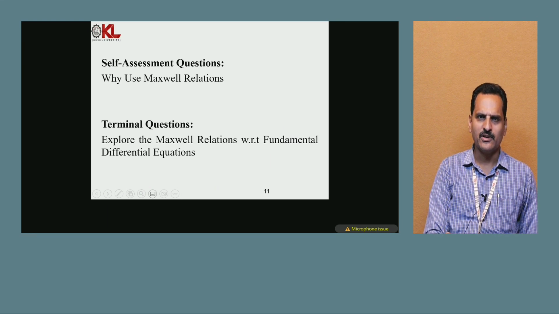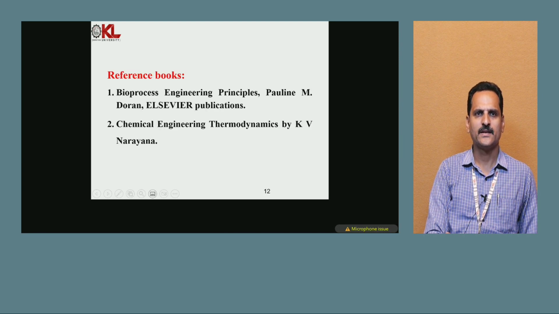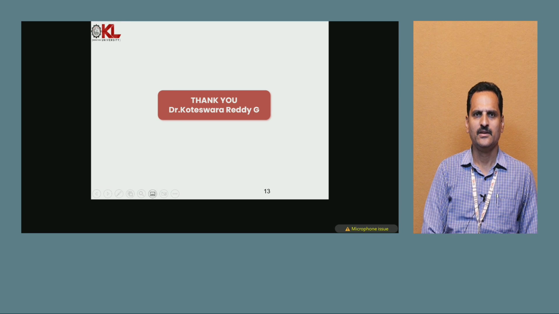Why use Maxwell relations? This is the self-assessment question. Explore the Maxwell relations with respect to fundamental differential forms. Okay. Maxwell equations are the partial differential form. Fundamental equations are the differential form. Okay. Thank you.